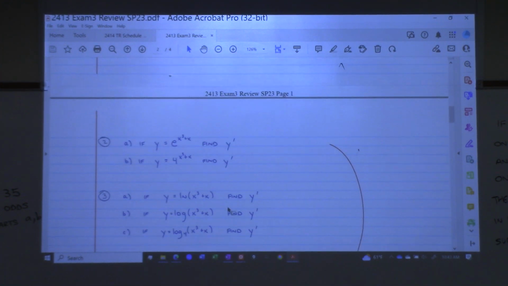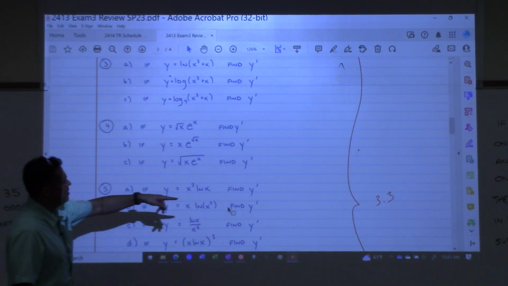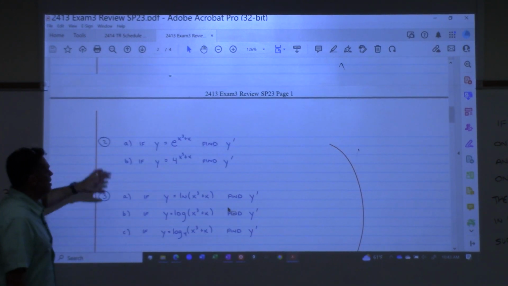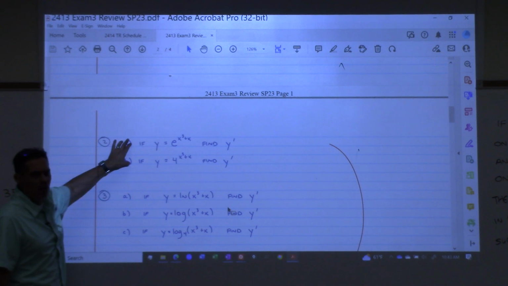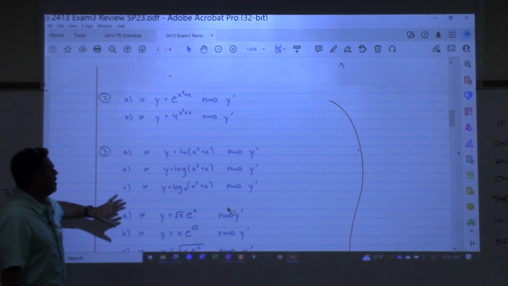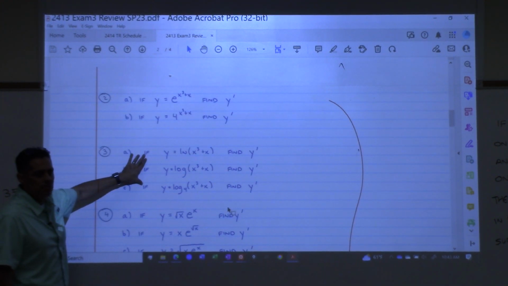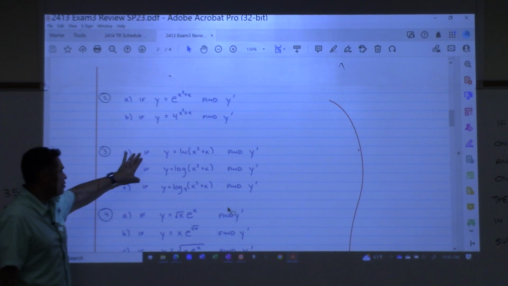And then, this is just like, I put the section here, 3.3. So what are the main ideas? Can you take derivatives of exponentials, applying product rule, chain rule, quotient rule? Can you do derivatives of logs, applying product rule, quotient rule, chain rule, right?